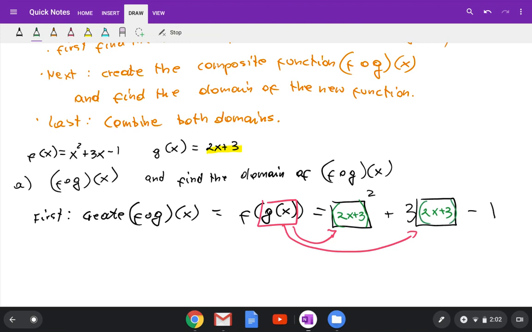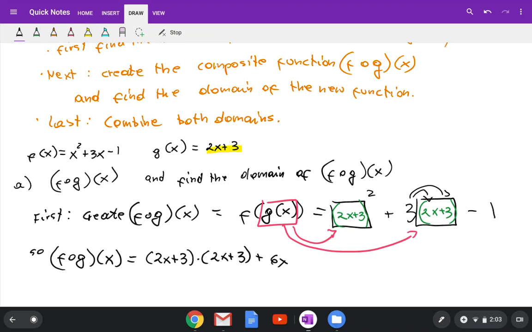So now we're going to evaluate. So f composed with g of x equals, let me simplify that. You have 2x plus 3 to the second power, which is the same as 2x plus 3 times 2x plus 3, plus, and here I will just distribute. 3 times 2x will give me 6x. 3 times 3 will give you 9, minus 1.